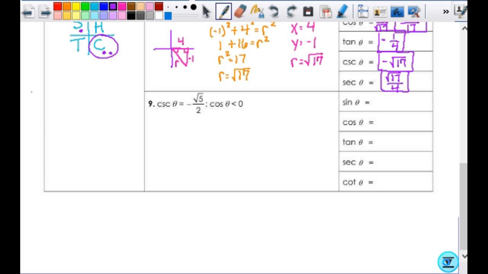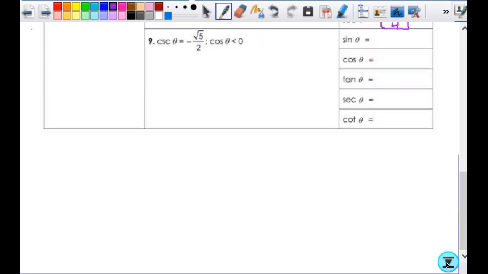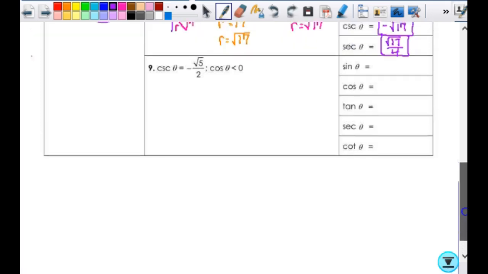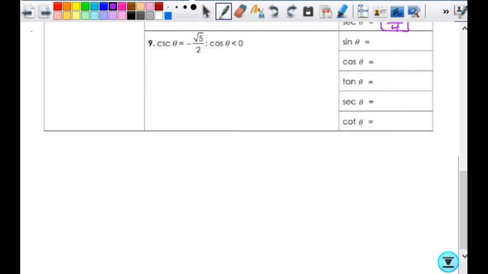On number 9, it says we have the cosecant of theta is negative square root of 5 over 2. So I'm going to rewrite that in terms of sine or cosine or tangent so that I can make some better sense of this. Cosecant is the reciprocal of sine. So the sine of theta is negative, and I'm just going to write this as 2 over the square root of 5. Now, although it's illegal to leave it like that as a final answer, I'm not going to rationalize here because I don't need to. I'm just getting it that way so I can get it drawn on my triangle.